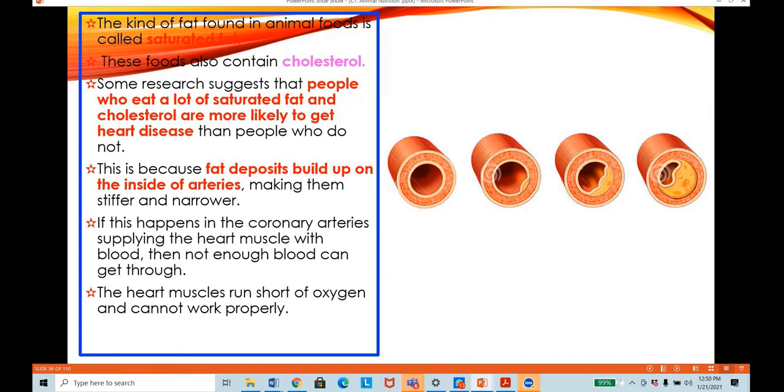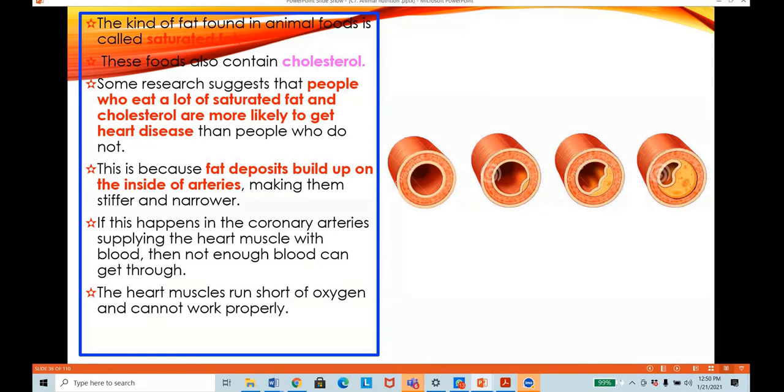So this is because fat deposit builds up on the inside of the arteries, like in the picture, making them stiffer and narrower. And if this happens in the coronary arteries supplying the heart muscle with the blood, then not enough blood can get through and the heart muscles run short of oxygen and cannot work properly.